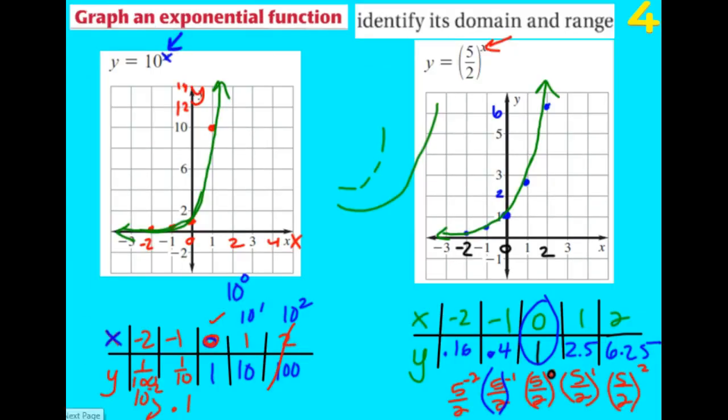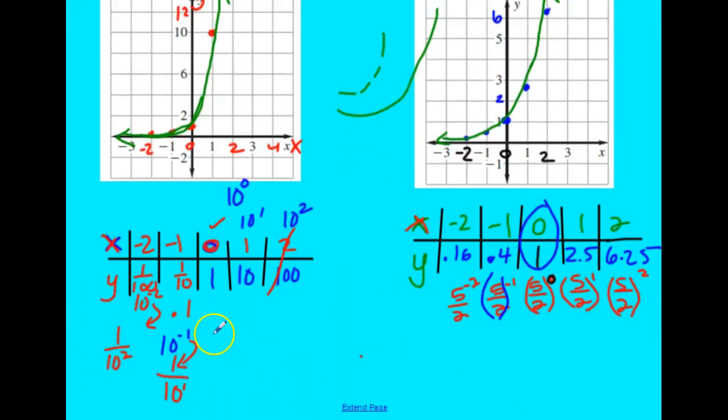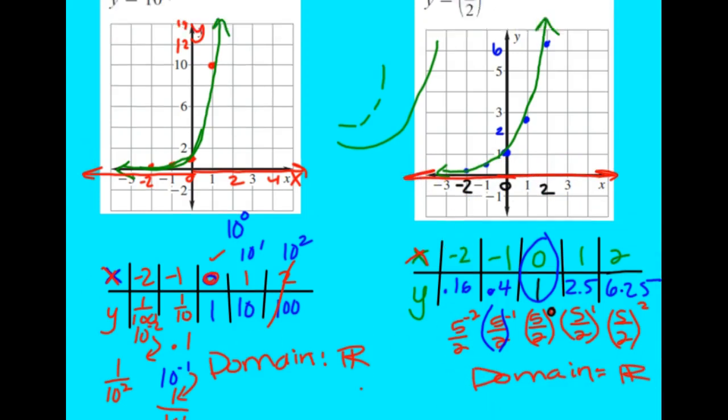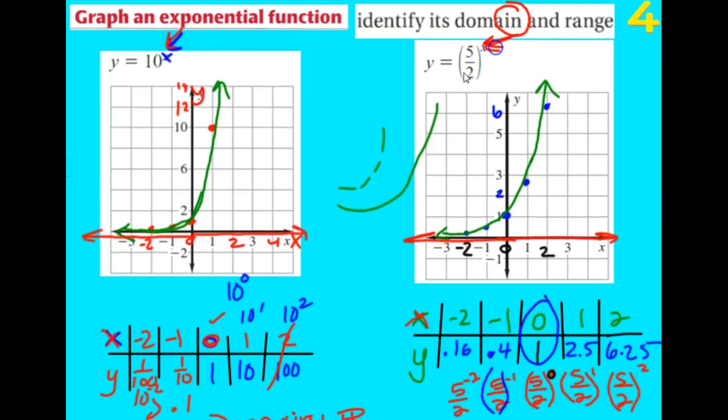Oh, one thing we forgot to do back here, it says identify its domain and range. Domain is what we're plugging in. We could have plugged in any number we wanted for x on either of these. So our domain is simply any number. I'm going to say all real numbers, because we could have plugged in any number for x this way or any number for x this way. It doesn't matter what we plug in. Same thing here. For all of these, your domain is going to be all real numbers, because we could plug in anything on our x-axis. We could plug in any number in for x up here.